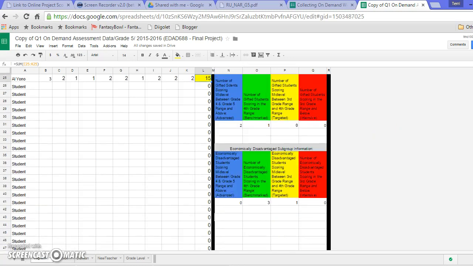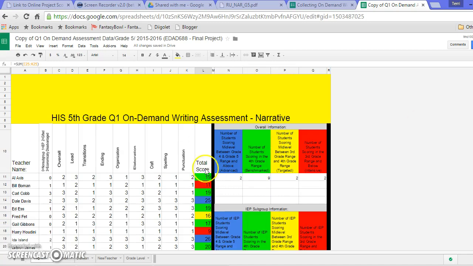So let's go back up here and look what those areas are. Area E is the use of transitions, and area K is the use of punctuation. So this particular teacher knows in her class those are 2 weak areas for her students. So this exact spreadsheet is the way it looks for each individual class.